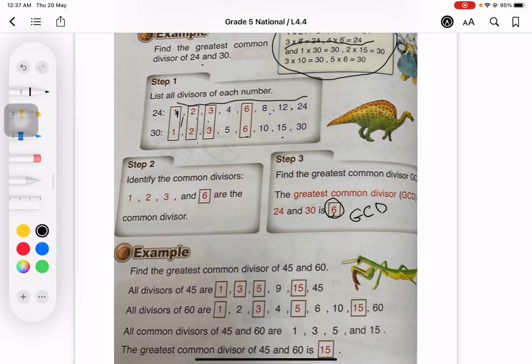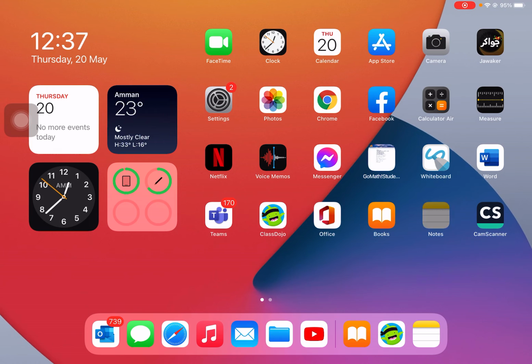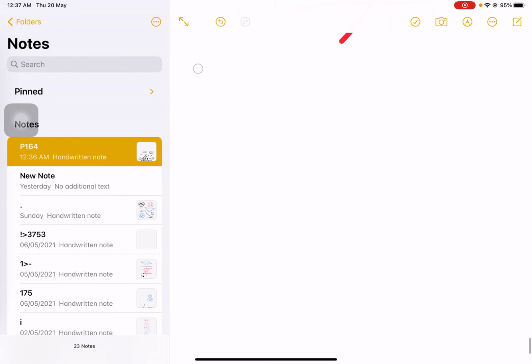Now let's do 45 and 60. I will go to the notes and you can work with me. Please bring your notebook. This lesson is lesson 4.4, page 40. Bring your notebook or any sheet of paper, and let's do this one. We are looking for the greatest common divisor of 45 and 60.